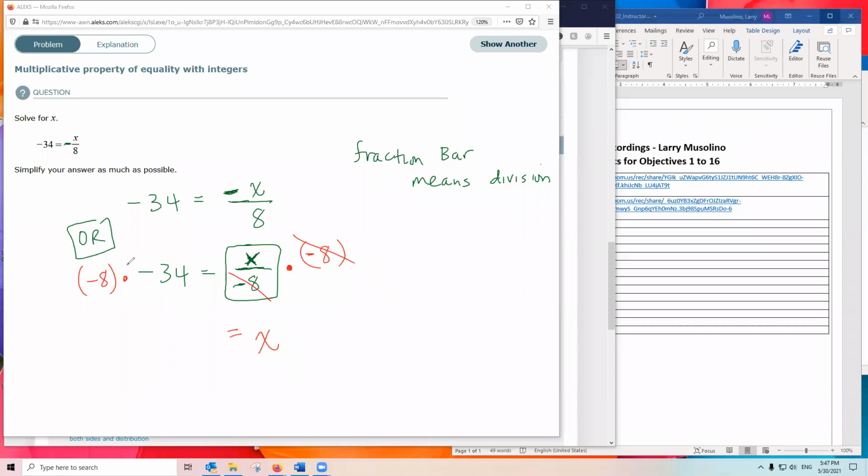And on the left-hand side, I could just do this multiplication. -8 times -34. Well, a negative times a negative is a positive, and 8 times 34 is 272. So the answer here is x equals 272.